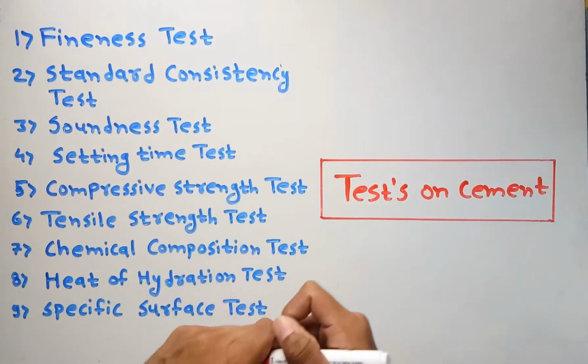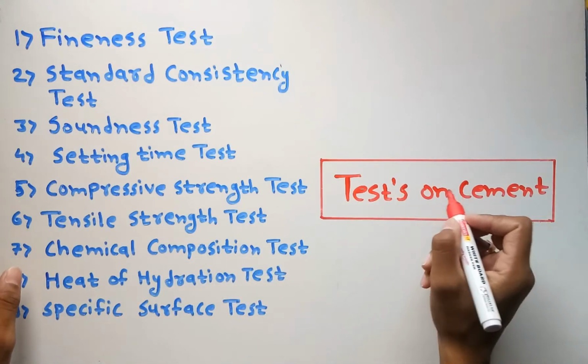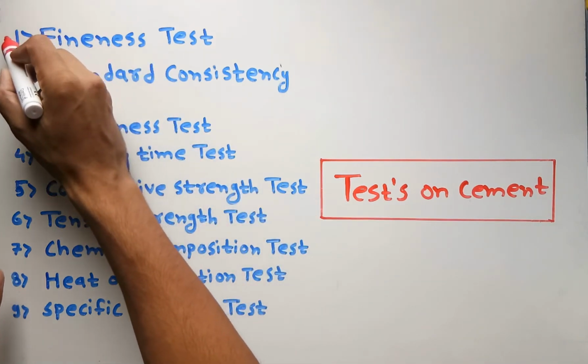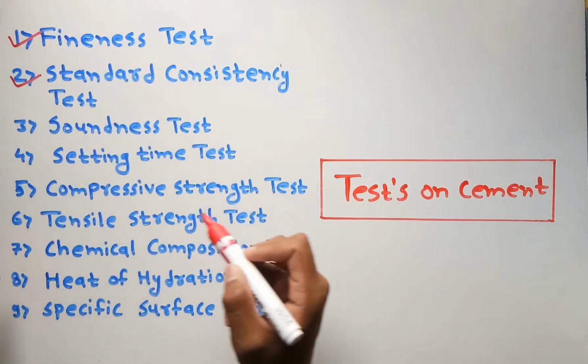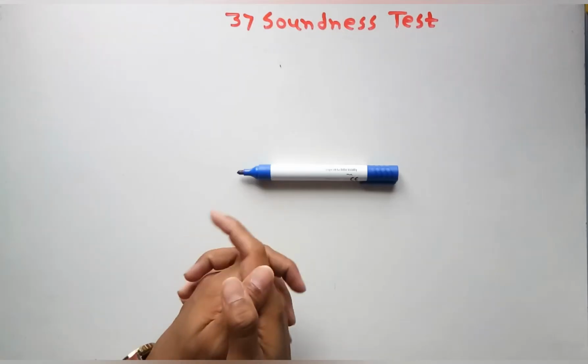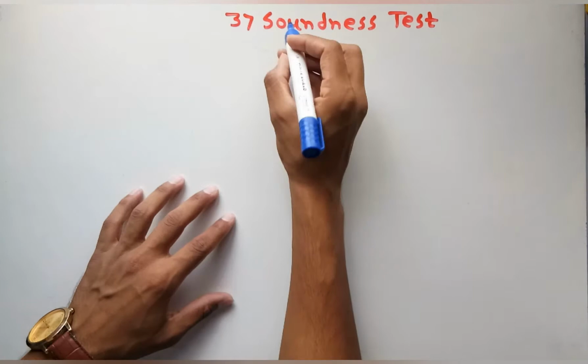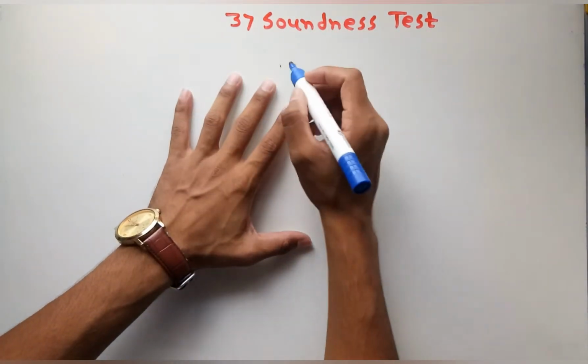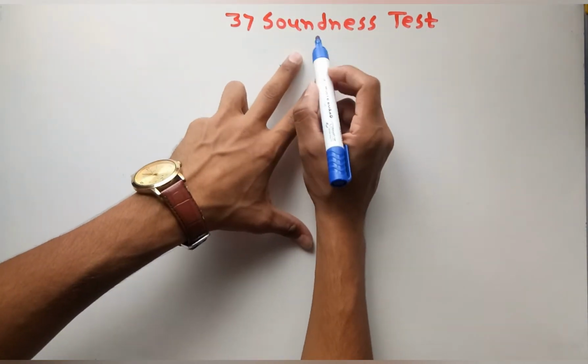So in this video we are continuing with our topic, that is test on cement. In the last video we discussed the fineness test and standard consistency test. In this video we will start with the soundness test. This is our third test which we perform on the cement. Before moving into the procedure, we will see some theoretical part about this test.